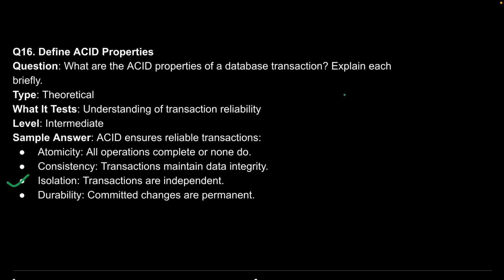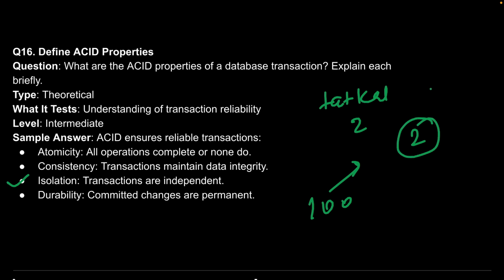Let's suppose there are Tatkal tickets. There are only two tickets left, and 100 people are making the transaction. So only two people will be able to make the transaction. It won't happen that in the middle, 3 or 4 people get the tickets. No, it won't happen. It's isolated.